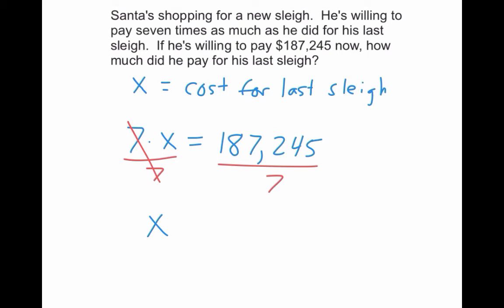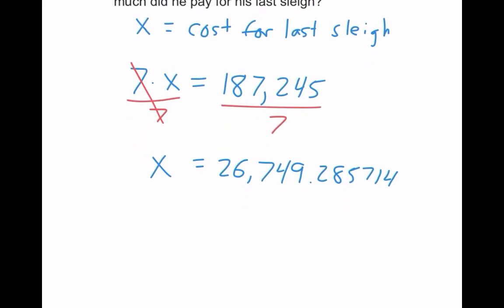And if we punch that in, it would be 26,749.285714. Can Santa really be willing to pay that? What should we do to this number to make it legitimate for money? Round. 0.29. Because it's money, we're going to round it to 2 decimal points. So we need to round it to right there.